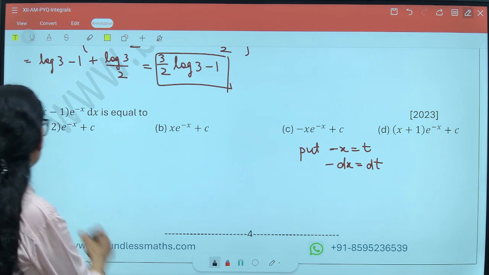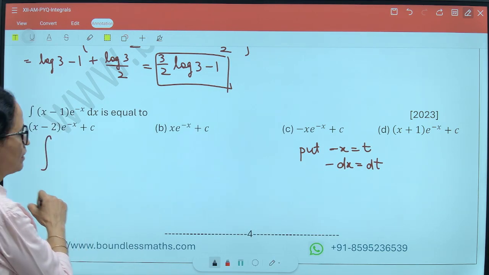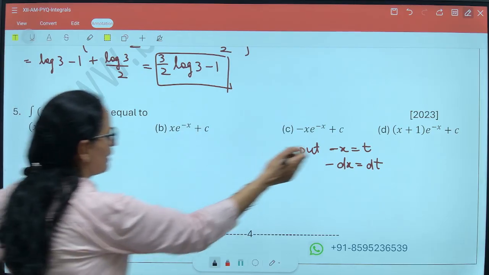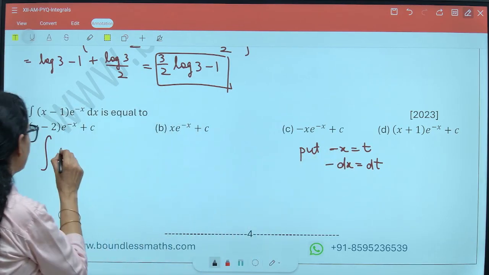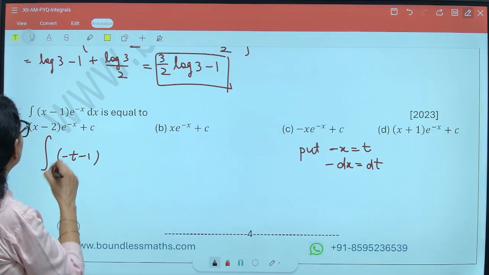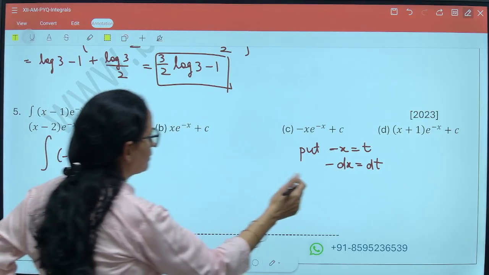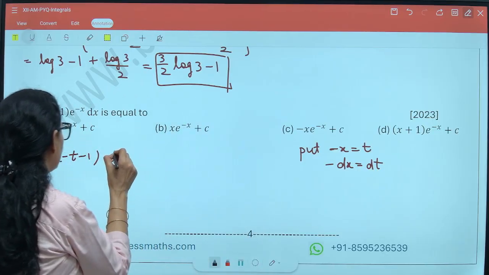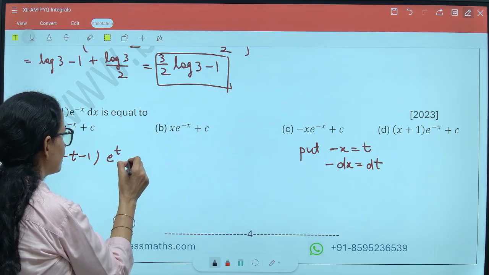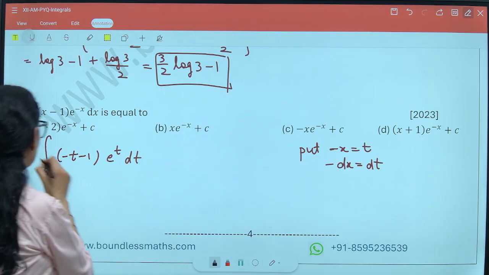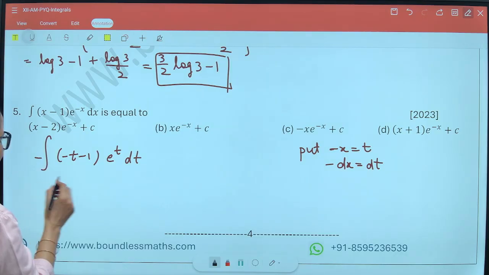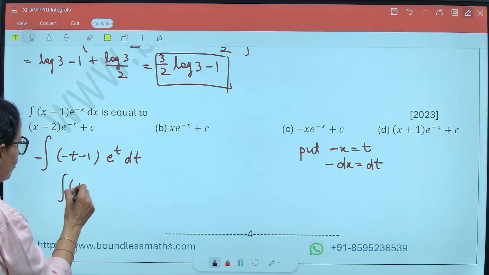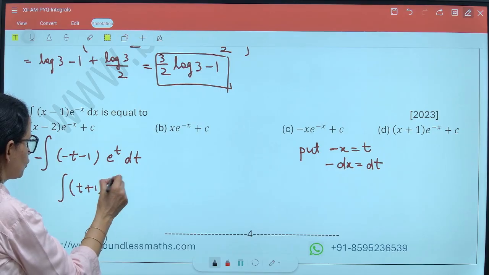So the question becomes integral of x minus 1. What is x from here? X is minus t. So this becomes minus t minus 1 and then e raised to power minus x dx. So it becomes e raised to power t and dx is minus dt. So dt here and a minus here. Now merge these minus signs, so it becomes integral of t plus 1 e raised to power t and dt.